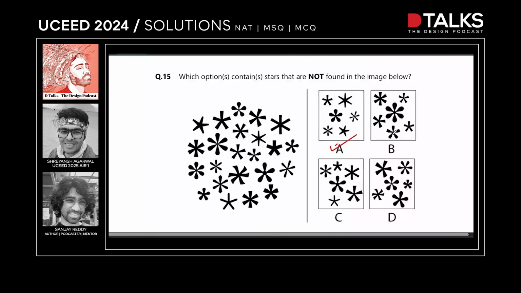Not found. Correct. So this flower is over here. This one's over here. This one is there. This one's here. This one's here, and this one is also here. Right. So B has every single flower in the image. So B is not the answer.